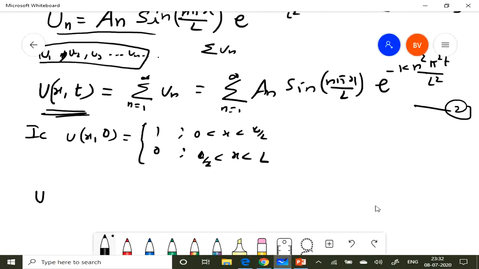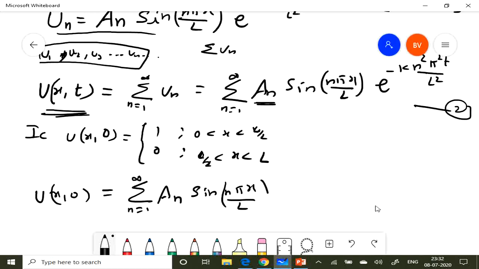what do you get? See, if you find the value of a_n, you are done almost. We are going to work on it. So to find this a_n, I am substituting the t value 0 in this one. So u of x comma 0 will be summation n from 1 to infinity a_n. When t is 0, the exponential e power 0 will be 1. So only sine will be there, sine n pi x over L, isn't it?